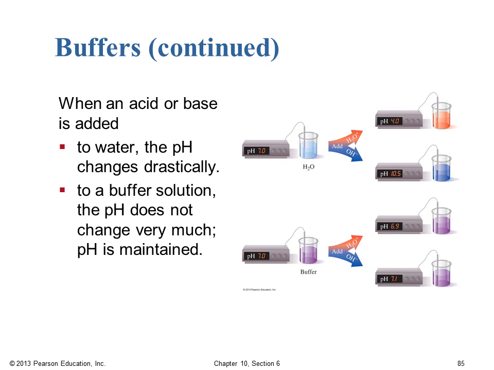So in a buffer, when you add an acid or a base, the pH is not going to change very much. You can look at the comparison to the water in this example here. If we have water that's a nice neutral pH of 7, if we add a little bit of acid, it can drastically change the pH to less than 7, down to, in this case, 4.0. If we add OH minus, if we add some base, it drastically changes it to 10.5.